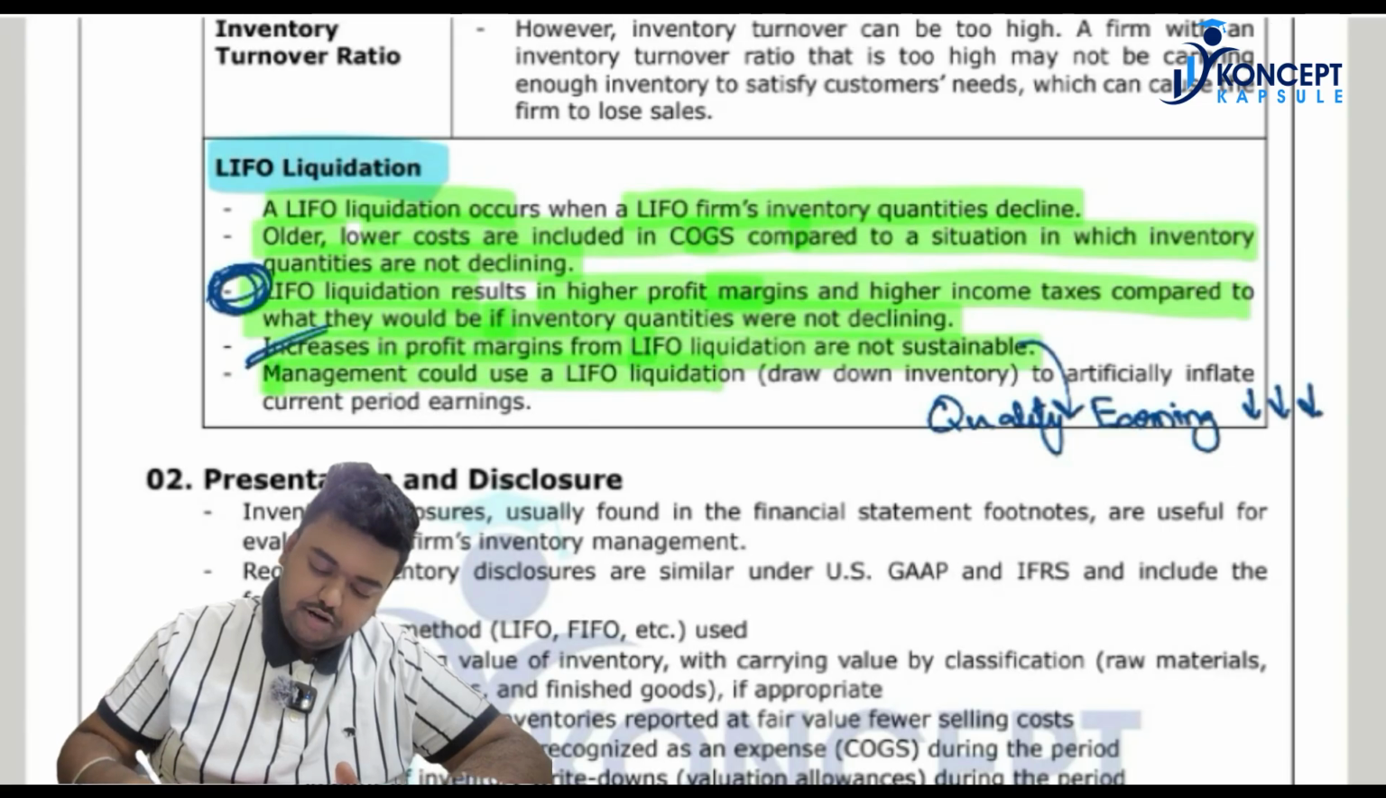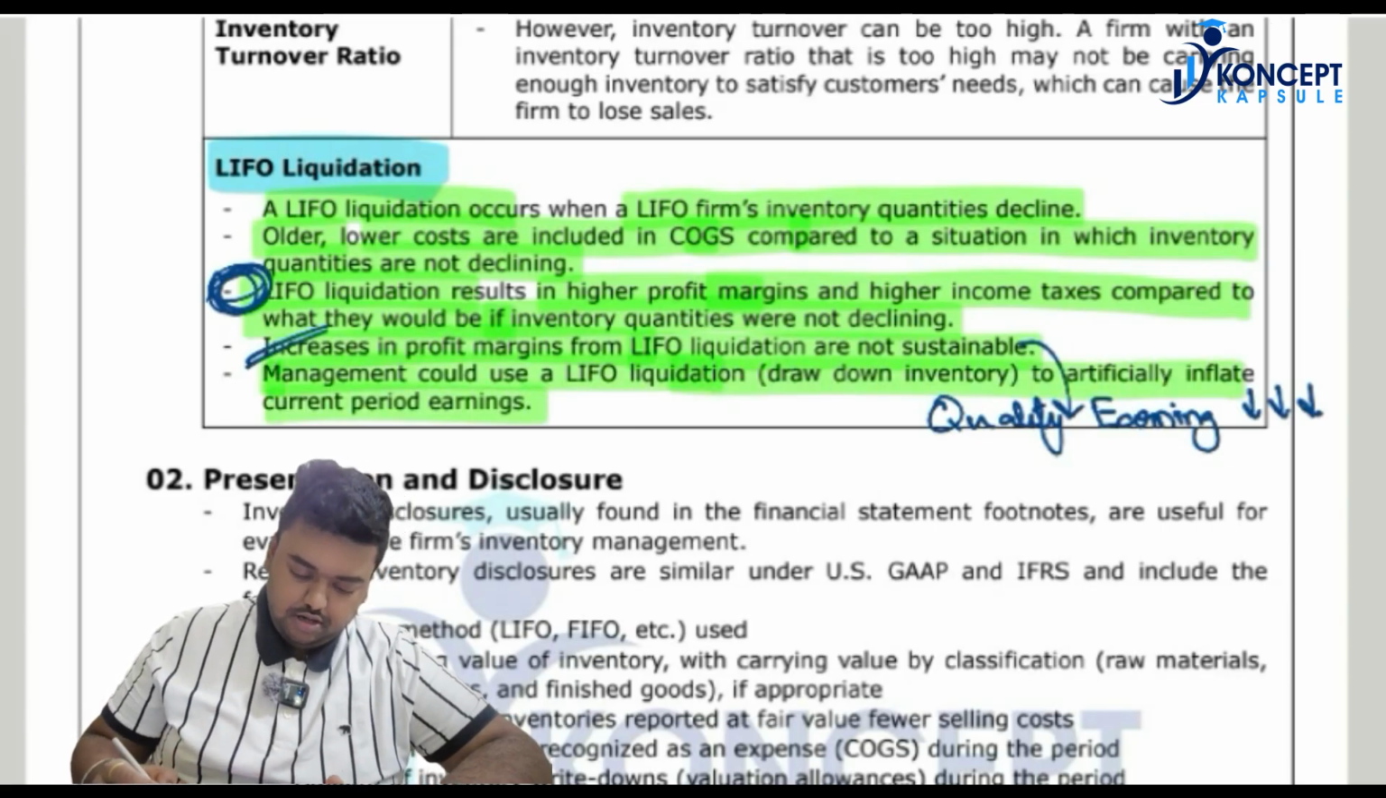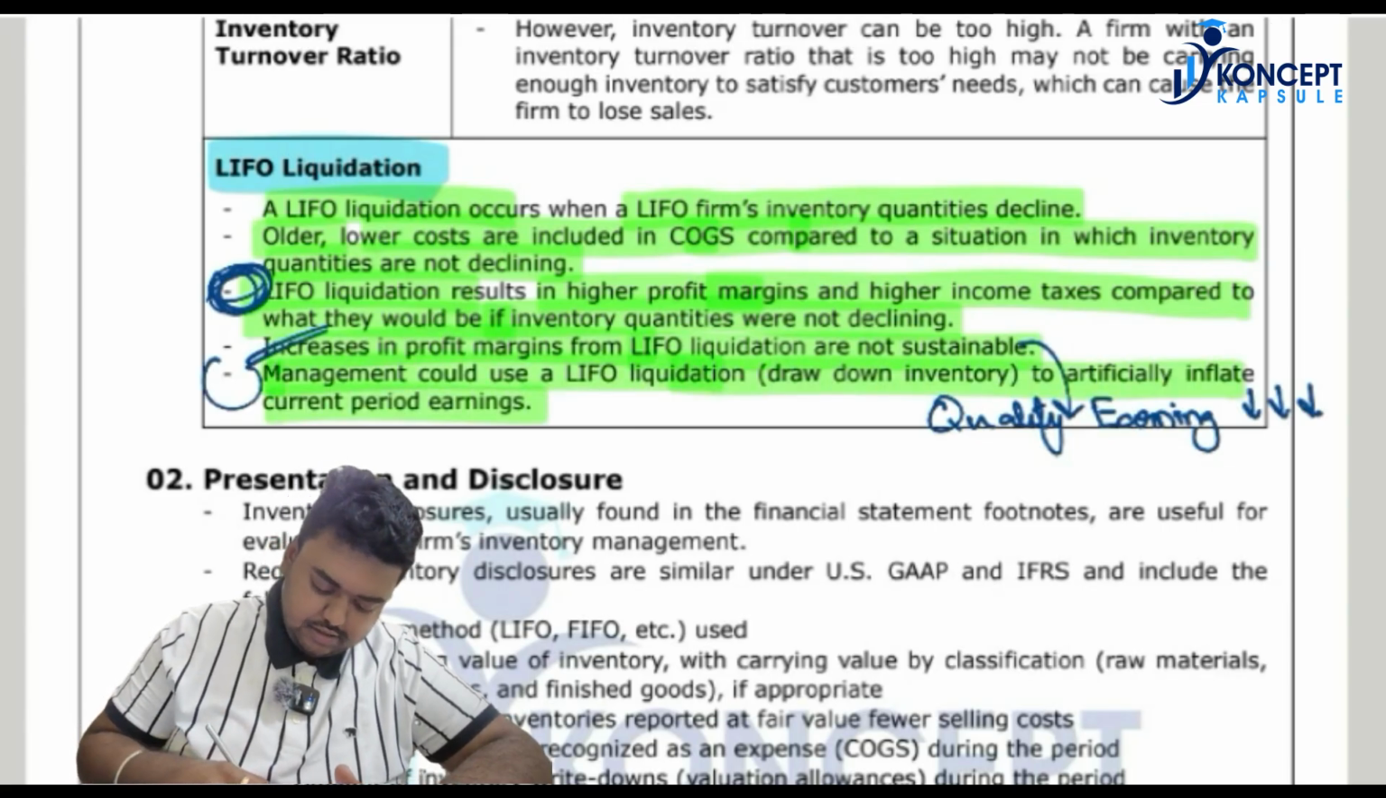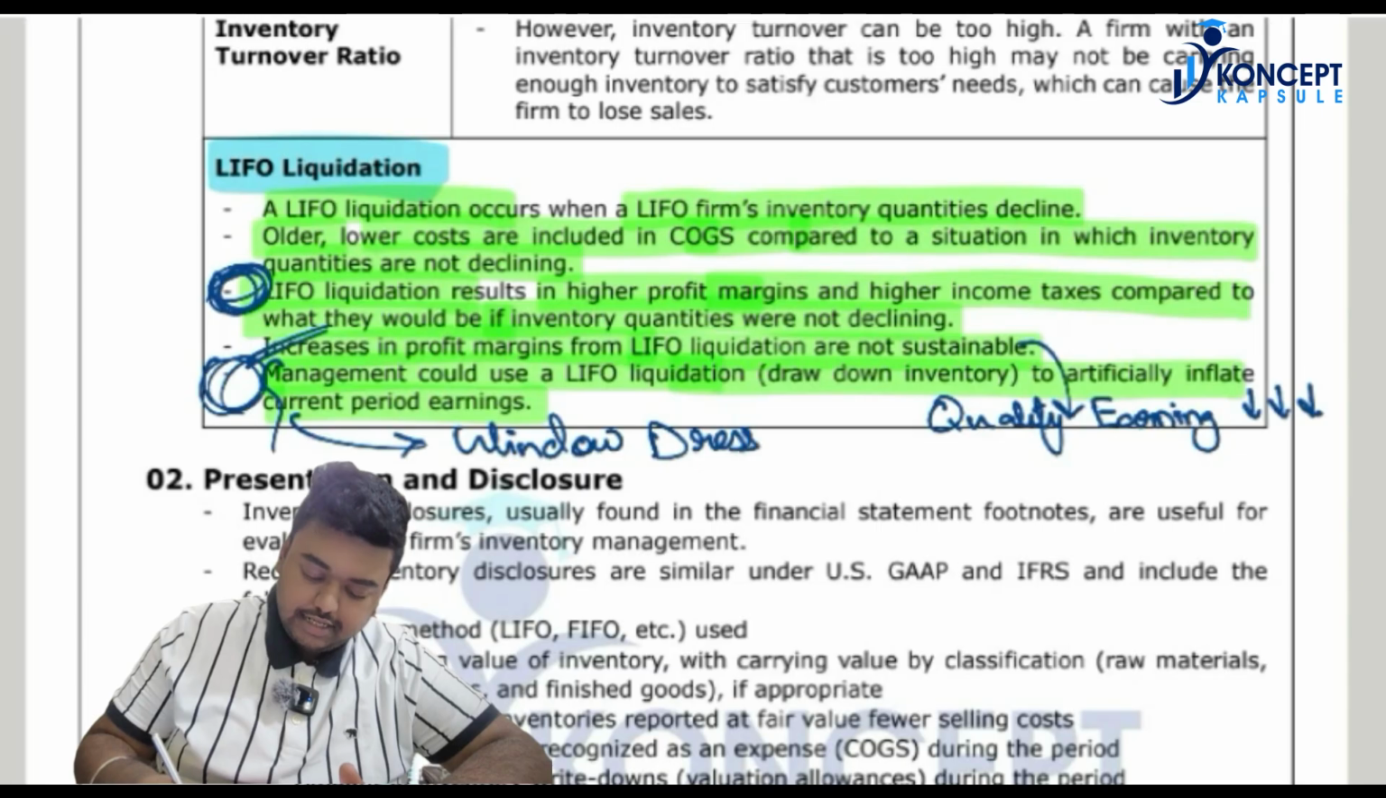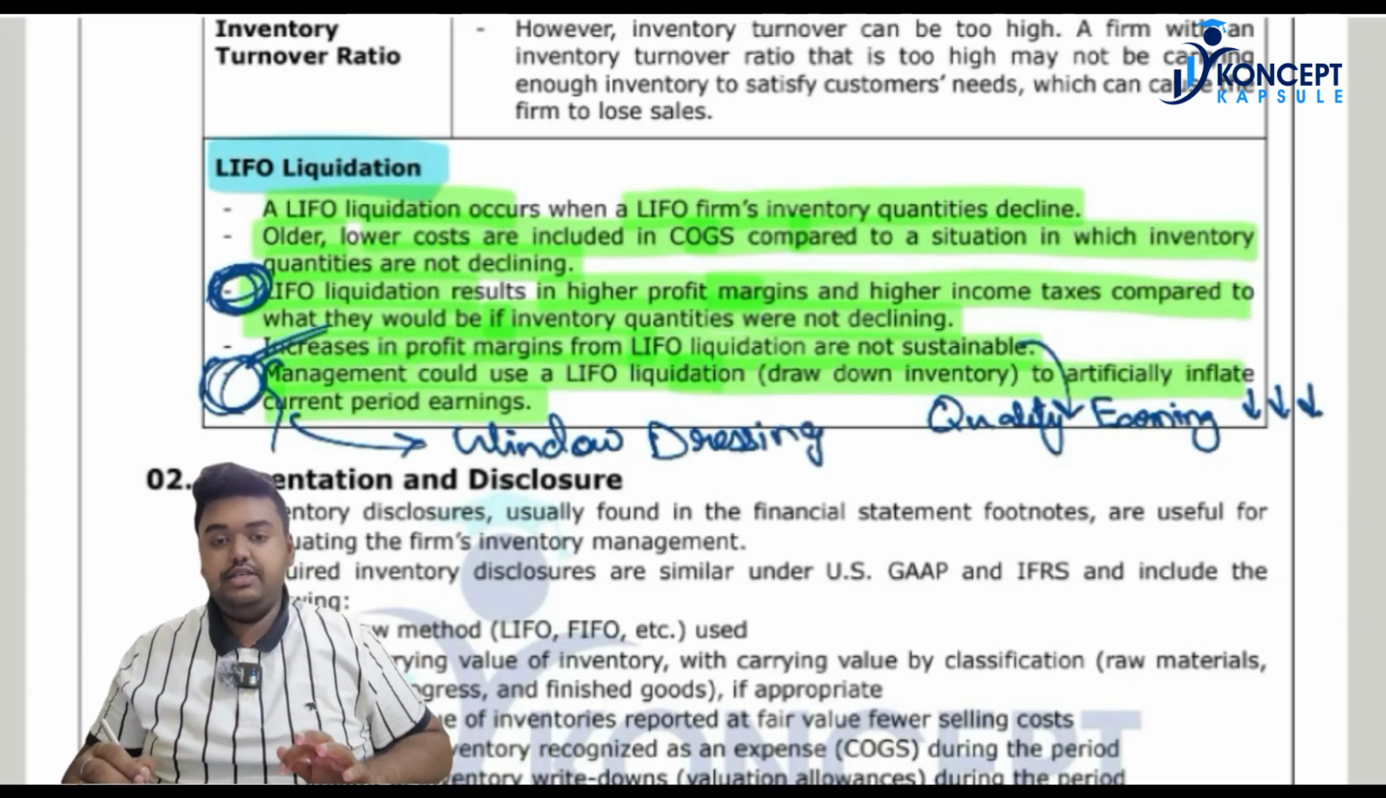Management could use LIFO liquidation to artificially inflate current period earnings. Yes. This is an example of window dressing. Guys, mark these words, very important: window dressing.